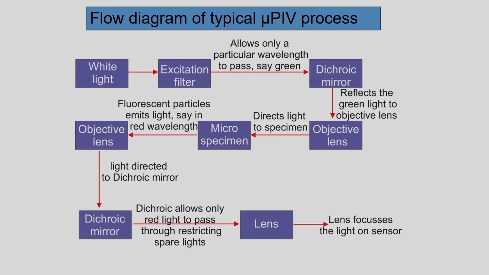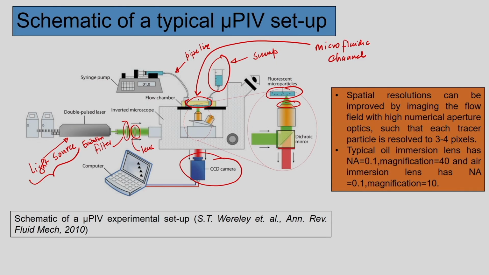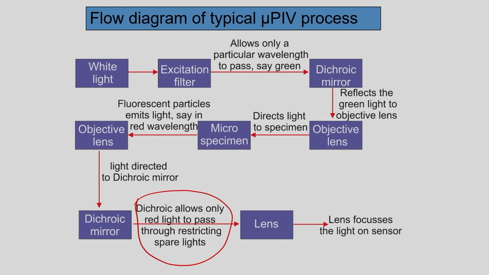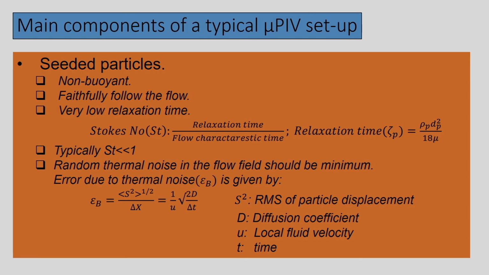So, that is what I have written: the dichroic allows only red light to pass through, restricting the other lights, to the lens. And the lens, of what? If I go to the previous slide, the CCD camera. Ultimately the lens focuses the light on the sensor, and ultimately we capture an image, and the captured images are then taken for further post processing, essentially to quantify the flow parameters.